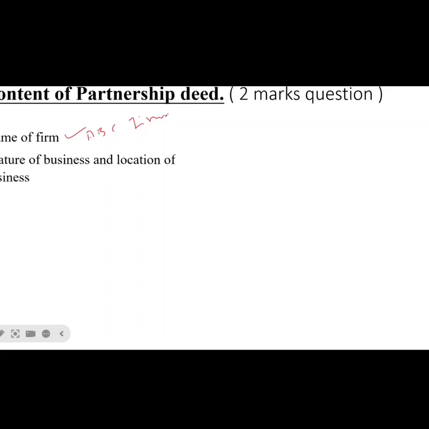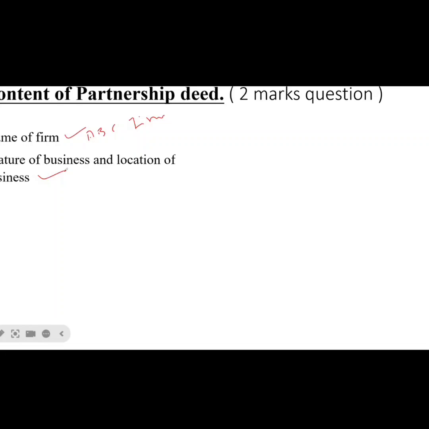First, the name of the firm. They have to mention what is the name of their firm. Say, for example, if it is ABC firm, they have to mention the name they have decided to keep for their business. The next one is the nature of business, what type of business they want to carry out. Is it a manufacturing business, trading business, or what kind of business it is? And they have to also mention the location, the address where it is situated. The second content should be the nature and location of the business.